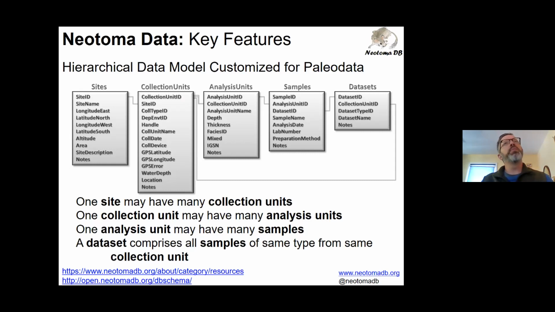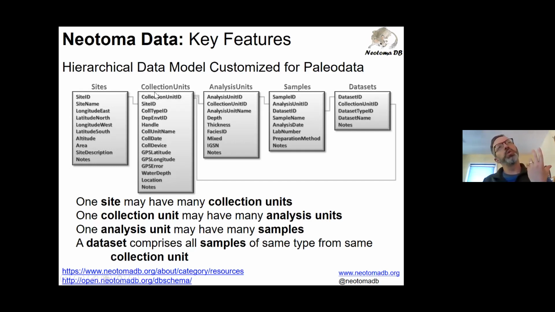One thing it's got is a very important concept. There's this hierarchy where you go from sites to collection units within sites to analysis units within a collection unit, and then samples within those analysis units. And so a site would be like a lake or a cave or an archaeological site. Those would become a geographic entity.